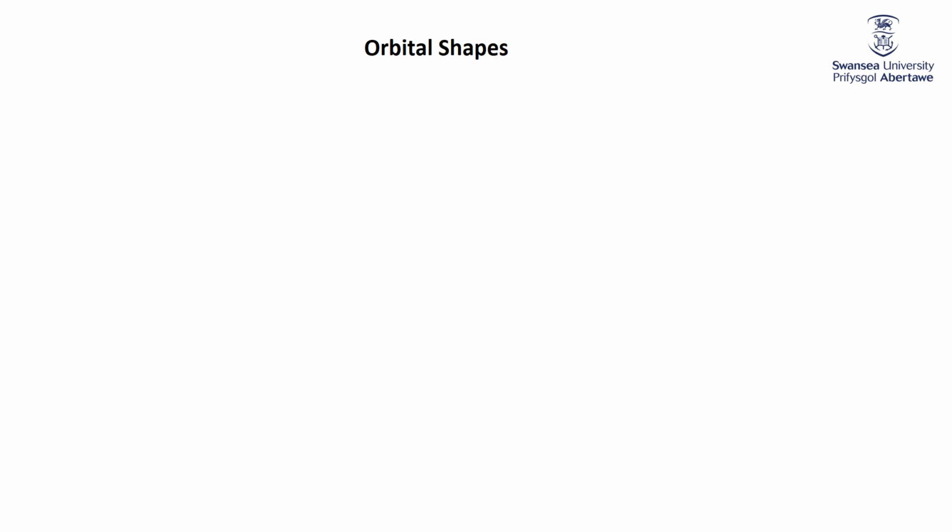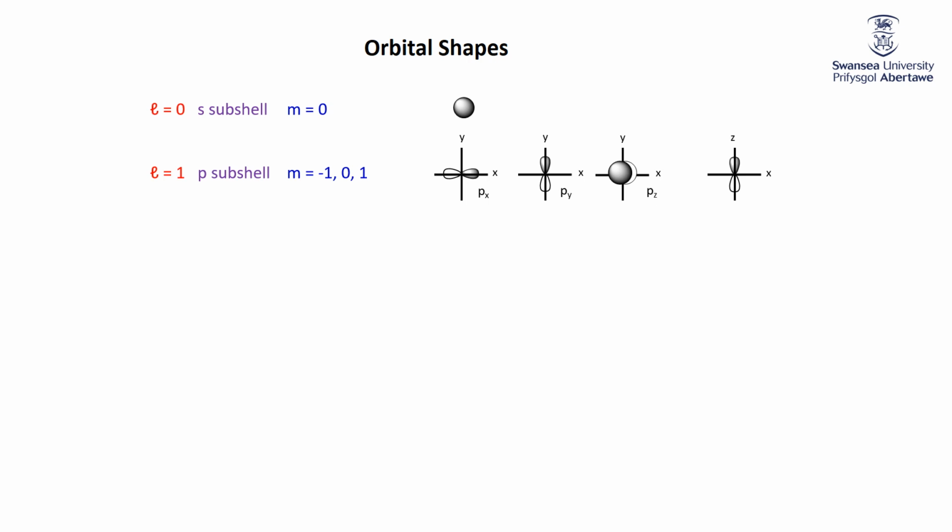We can relate the L value to orbital shapes. And I want you to be very familiar with these pictures. If L is 0, we call it an S subshell. M, of course, had to be 0. And the shape of such an orbital is a sphere. If L is 1, it's a P subshell. That is 1, then M can be negative 1, 0, or positive 1. And the shapes of the orbitals described by this, sometimes called a dumbbell, you can have them.